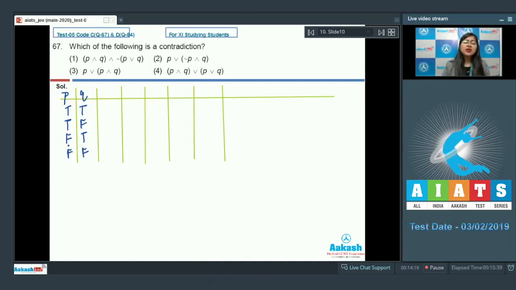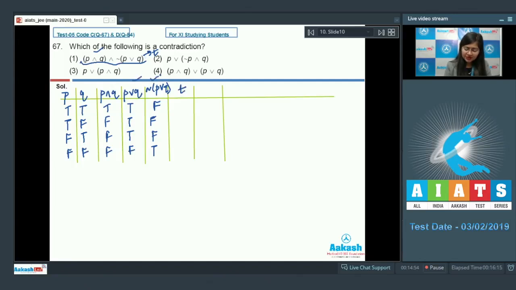Now firstly, let us check the first option. Firstly, let us find the value of P and Q, that is T, F, F, F. And the value of P or Q is T, T, T, F. So the negation of P or Q will be F, F, F, T. So the value of this, let us say this whole is T, so the value will be this and this, that is F, F, F, F. So the first option is correct because this is giving us a contradiction. So the correct answer is option number 1. Similarly, we can check the other options also.